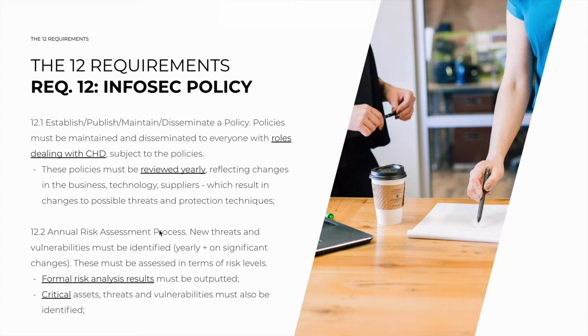12.2 is about having an annual risk assessment process. This is inventorying new threats and vulnerabilities and repeating this process both yearly and on significant changes. And these vulnerabilities must be assessed in terms of risk levels. It's important to note that formal risk analysis results must be an output of this analysis. In other words, something tangible must come from it, otherwise you fail the requirement.